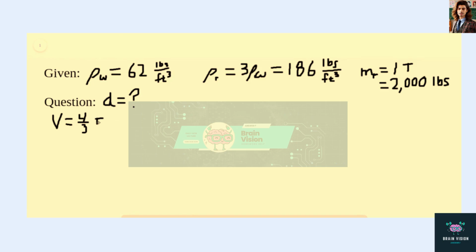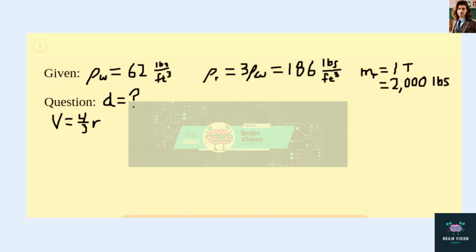It also tells us the mass of the rock in question. And the mass of the rock is 1 ton. Well, by definition, 1 ton is 2,000 pounds. The question then is, what is the diameter of this rock if we assume that it's a perfect sphere? So the diameter, which I wrote as D, is equal to what?